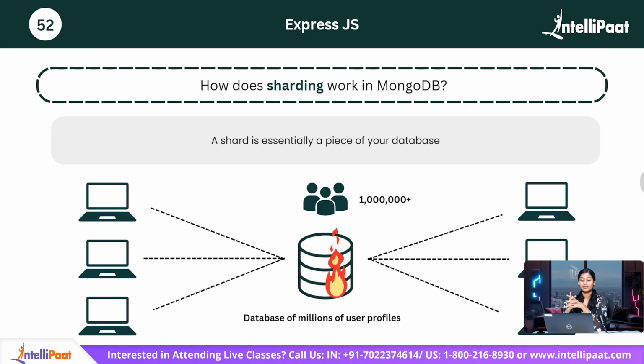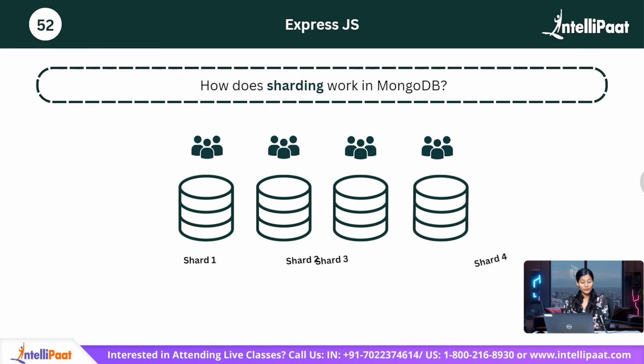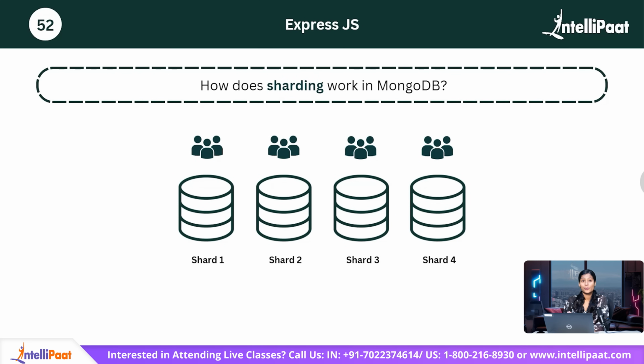So to ensure that this doesn't happen, we can create multiple smaller servers. Instead of storing all the 1 million user profiles in one huge database, we can divide it into smaller pieces of data. We can divide it into smaller databases. How? Look at this. There are 4 shards, and we can distribute the user profiles equally among them. Like from 1 to 250,000, we can keep in shard 1. In shard 2, 250,000 to 5 lakh, and so on till 1 million, we can distribute them equally in the shards.